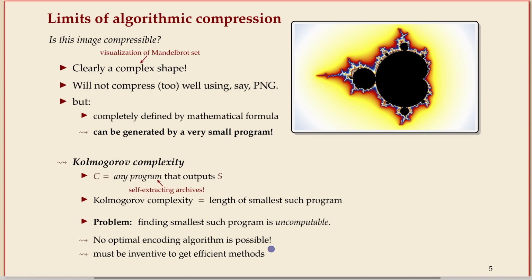So the positive take on it is, well, okay, we have to find methods that work well for the type of data we care about. Maybe this is only a worst case statement. There's no algorithm that always works to find a good compressed form, but that doesn't say we can't find methods that work well in many cases.